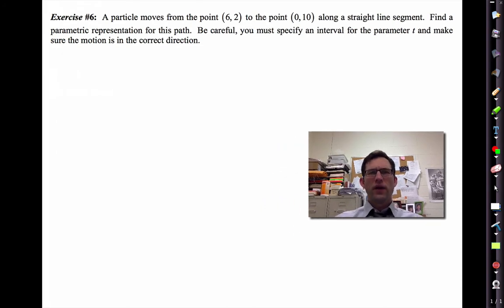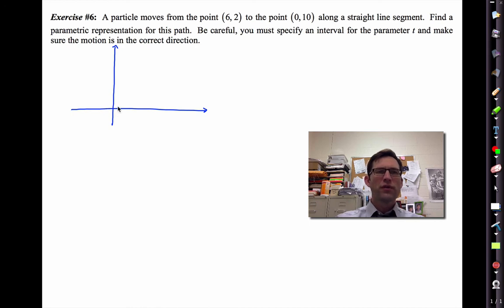Whew, all right, here we go. A particle moves from the point 6, 2 to the point 0, 10 along a straight line segment. Find a parametric representation for its path. Be careful, you must specify an interval for the parameter t and make sure the motion is in the correct direction. And this is tricky. This is probably the hardest thing that we do in this lesson. So let's see what we can do. I want to really try to understand what's going on here.